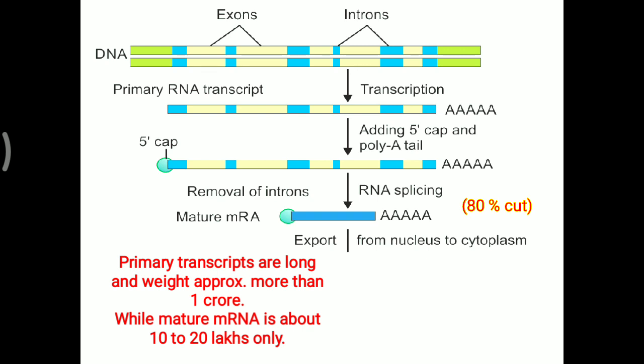Finally it is exported from the nucleus to the cytoplasm. Inside the cytoplasm, methylation will occur on the adenine and ribose sugar, and then finally translation will occur. So that's all about post-transcriptional modification.